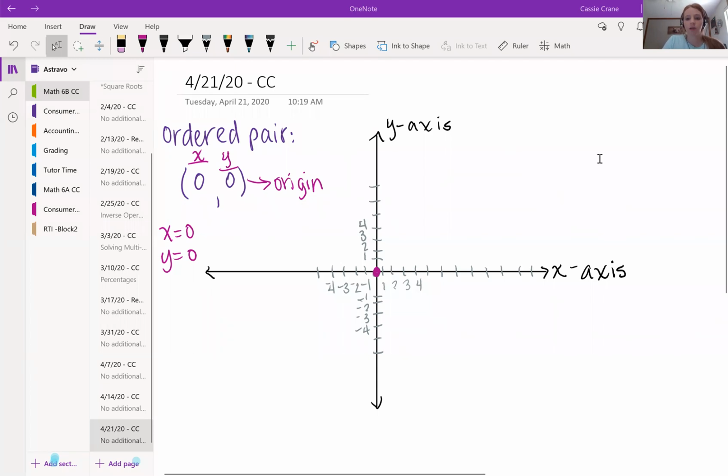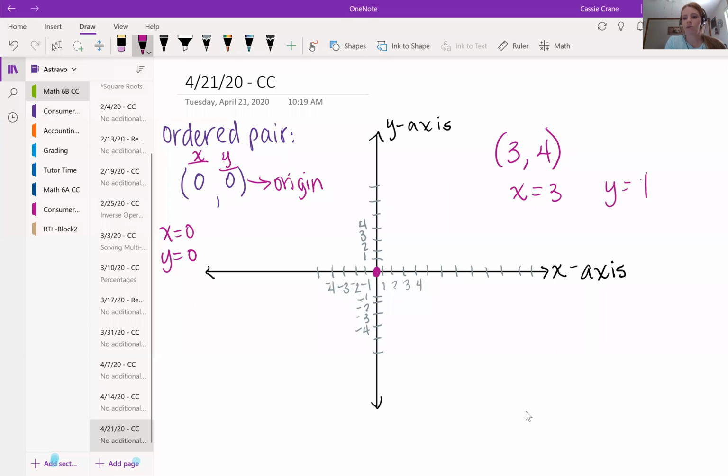Okay, so let's look at another ordered pair. This one I'm going to do a little different. It's not going to be the origin. It's going to be 3, 4. Okay, so our first value is always our x value, right? So in this ordered pair, our x is equal to 3 and our y is equal to 4.